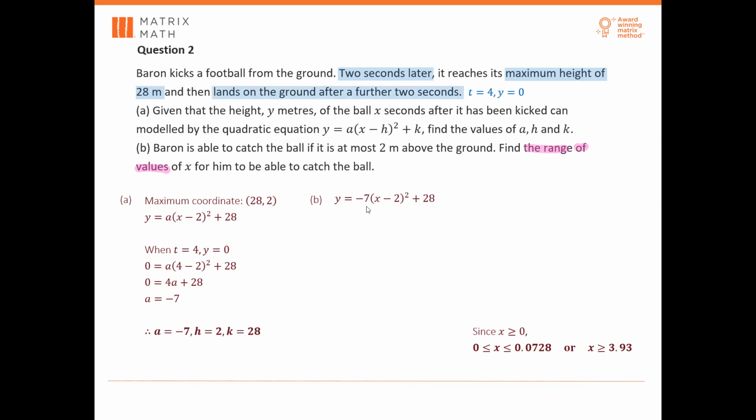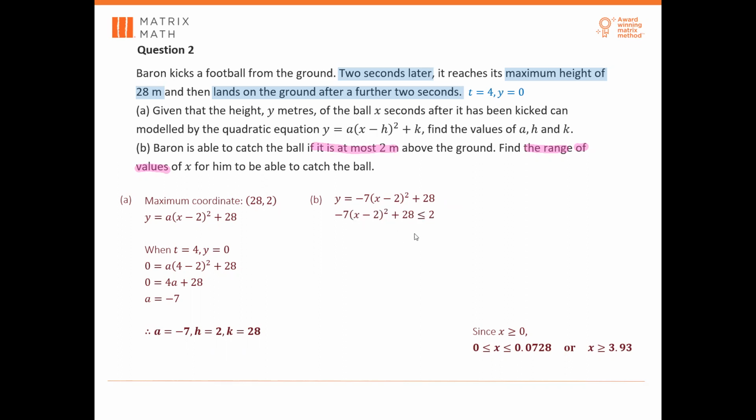You write the equation as y equals -7(x minus 2) squared plus 28. Once you've written this, you're going to do it like an inequality question, where this entire expression, -7(x minus 2) squared plus 28, is less than or equal to 2. Why is that the case? It's because they're asking if it is at most 2, which means the maximum possible height that Baron can reach is 2 meters. So it's 2 meters or below.